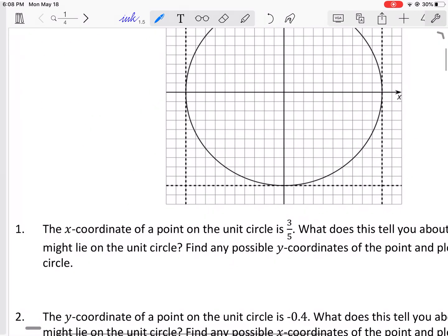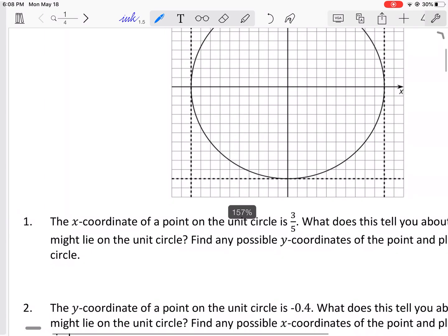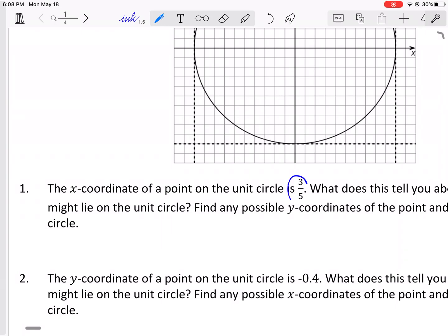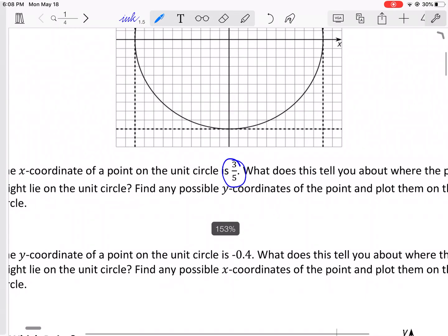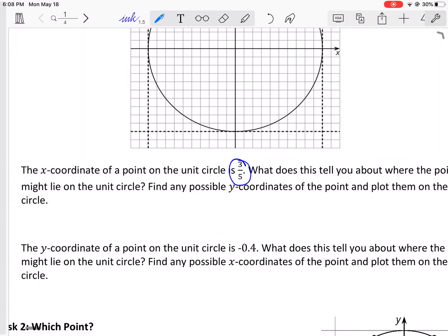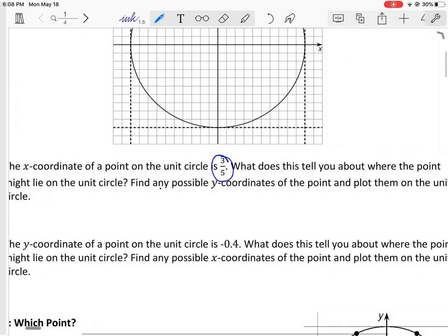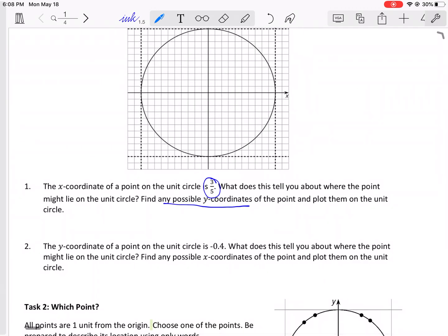So first thing, we want to talk about number 1. It says the x-coordinate of a point on the graph is 3/5. We want to know, what does this tell you about where the point might lie on the unit circle? And we'll find any possible y-coordinates of the point and plot them on the unit circle. I encourage you to pause the video and think about this on your own, and then you'll be able to compare your answer to what I come up with here.